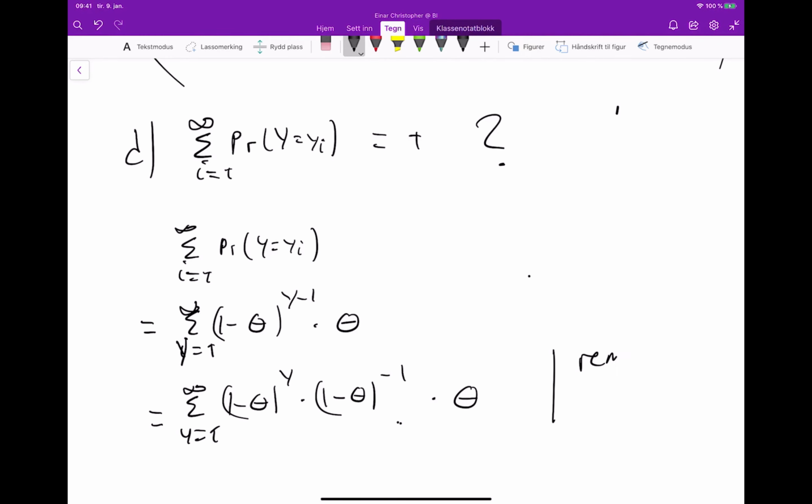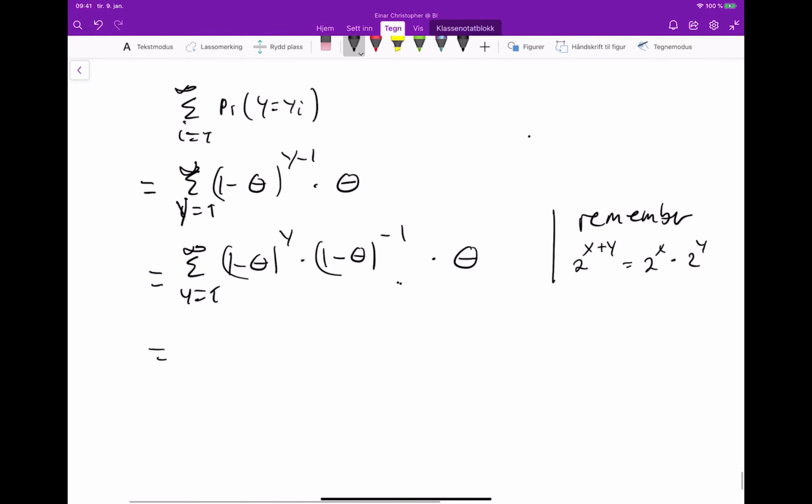Remember, 2 in x plus y is 2 in x times 2 in y. So therefore (1 minus theta) in y minus 1 has to be (1 minus theta) in y times (1 minus theta) in minus 1. And then we can write this as the sum y equals 1 to infinity, (1 minus theta) to the power of y times, and this second factor can be set as this.